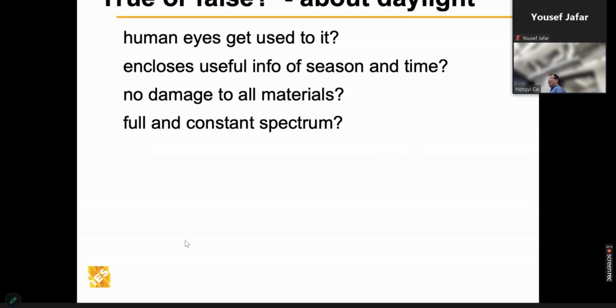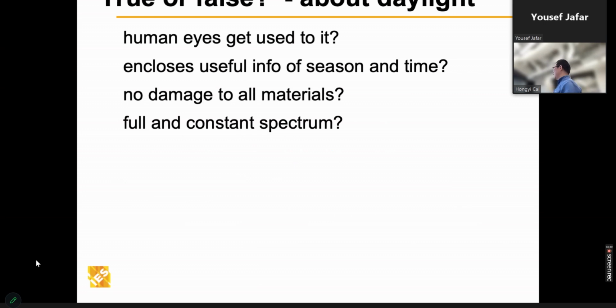Does daylight have a full and constant spectrum? It's a tricky question. You say no. How about you? No. How about you? True. How about you? No. How about you, Joseph? Do you think daylight has a full and constant spectrum? I think true.